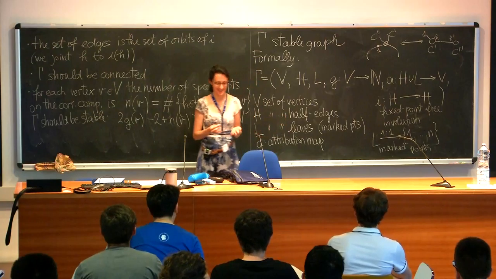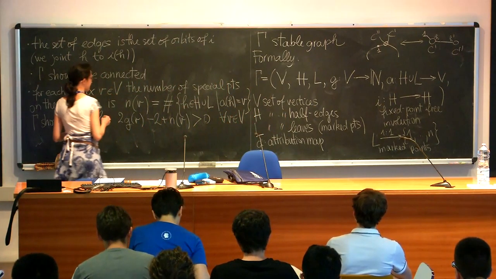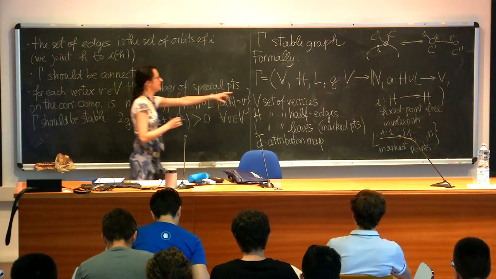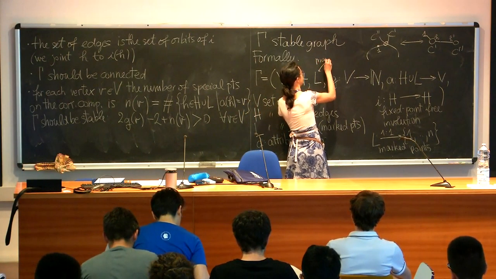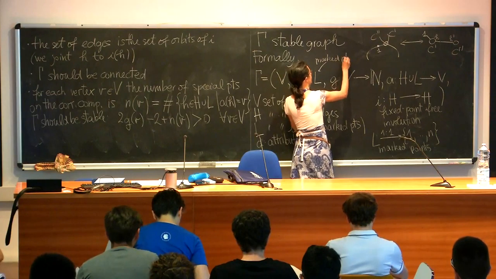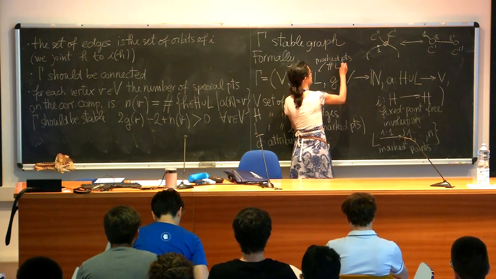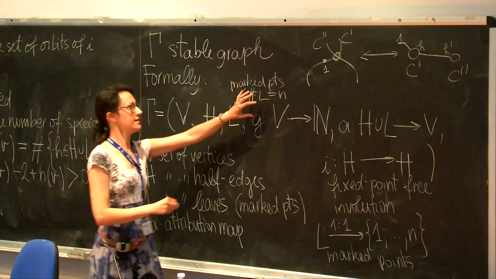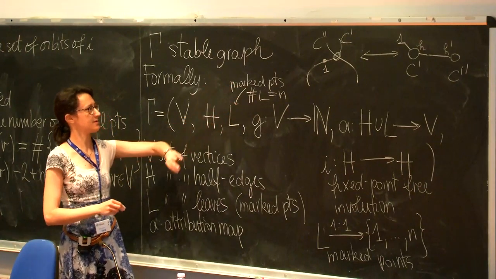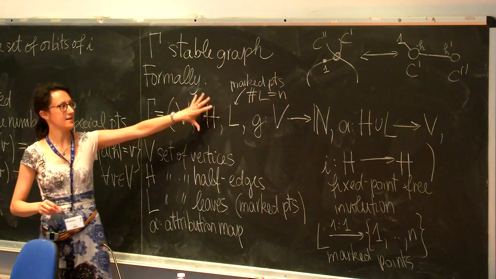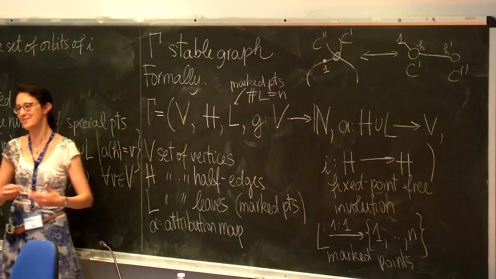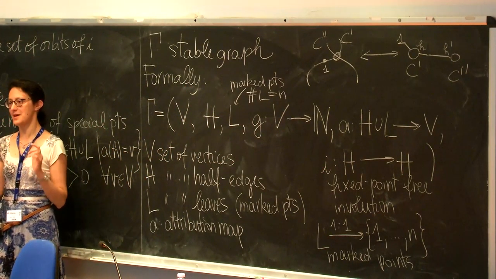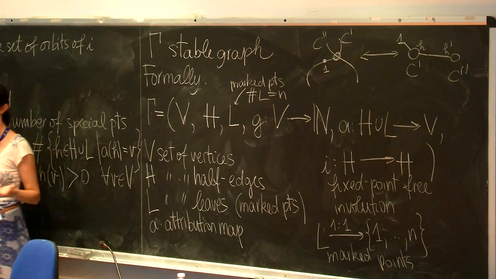And then, of course, yes, absolutely. So this corresponds to the marked points. The number of legs should be n. So this is empty when there are no marked points. And this guy, to have a fixed point free involution, we always have an even number of them. But then it may well be empty because it's related to the number of singular points of the curve.